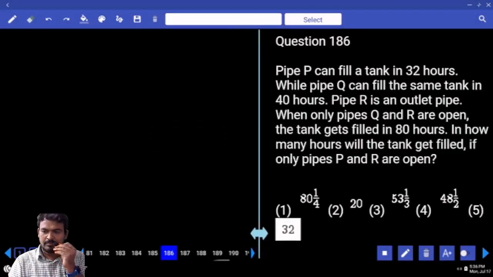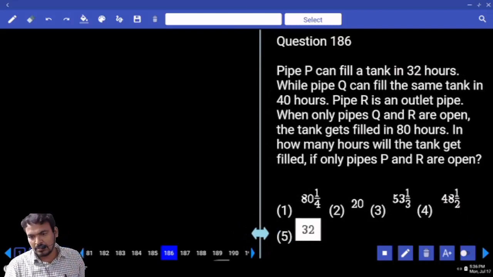Pipe P can fill a tank in 32 hours, while pipe Q can fill the same tank in 40 hours. R is an outlet pipe. When only Q and R open, the tank gets filled in 80 hours. In how many hours will the tank get filled if only pipes P and R open?